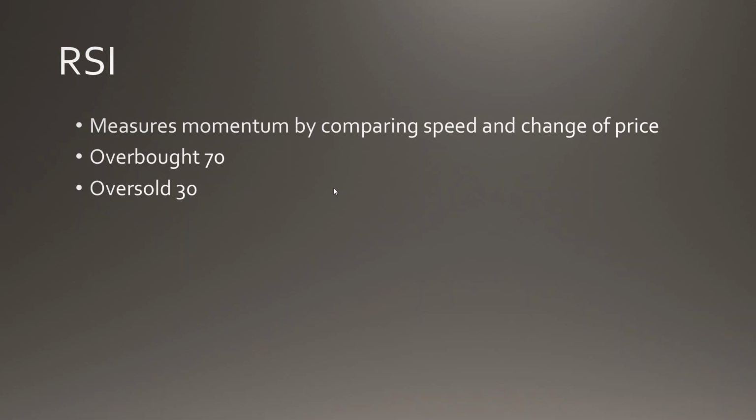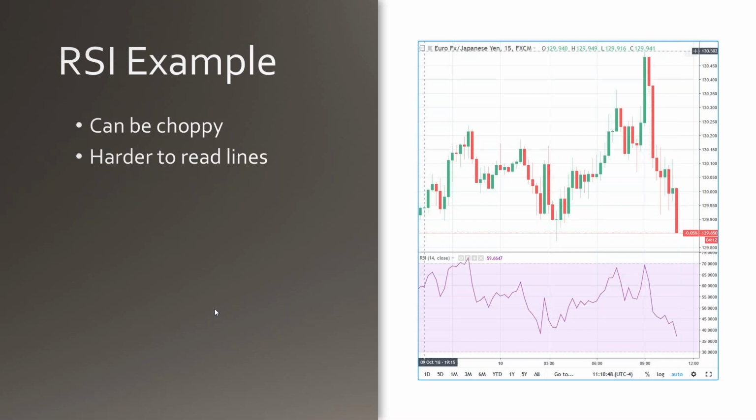Now, the RSI is also a momentum indicator, and it compares the speed in the change of price. With the RSI, typically overbought is at 70, oversold is at 30. As you can see, this is the RSI, and it looks really choppy if you're trying to trade all of these little lines in here. But most people will use this as, over 70, then you have an overbought market. Below 20, you have an oversold market. And the RSI and the stochastics were both developed by the same person, so they are very similar.